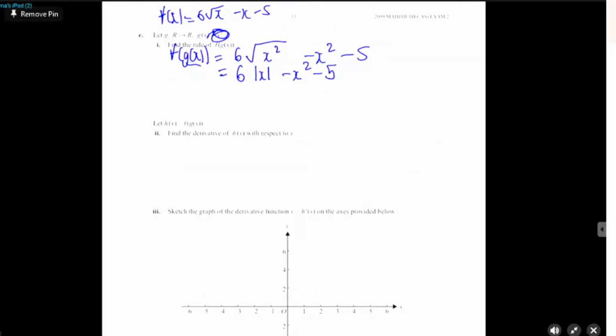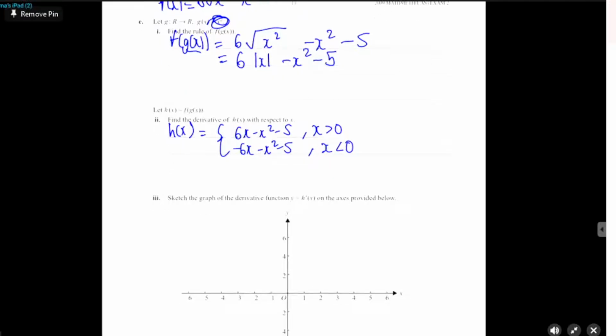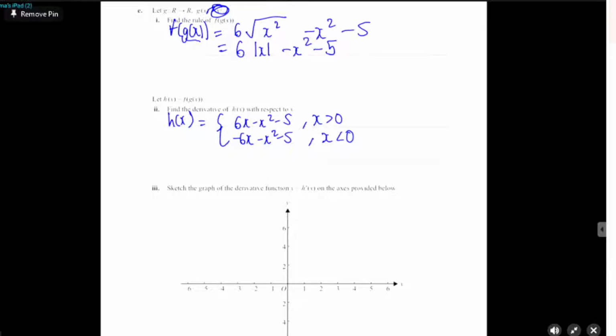Oh yeah. And then hx is just, you know hx is equal to 6x minus x squared take away 5, or negative 6x take away x squared minus 5. This is due to the property of the mod graph. So you're taking the positive of the mod and the negative of the mod, and you're considering them as a hybrid function. And then when you do h dash x, you're just diffing these two different hybrid functions. And so you get 6 take away 2x and negative 6 take away 2x.